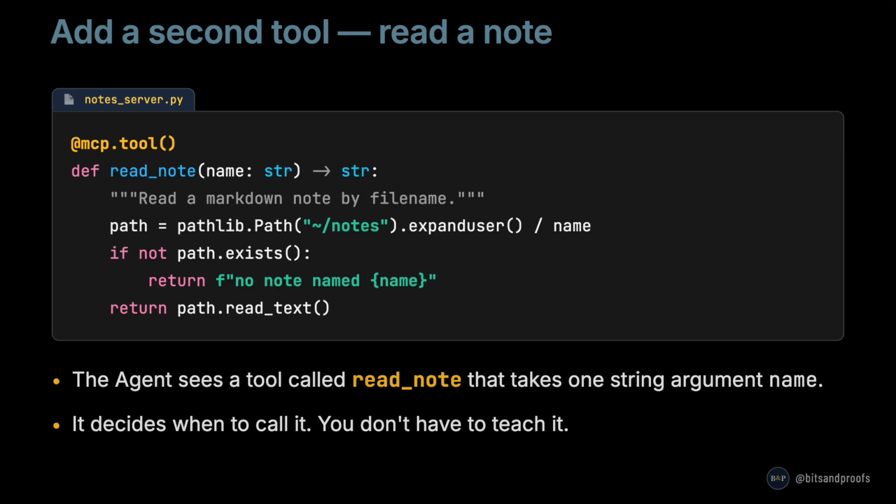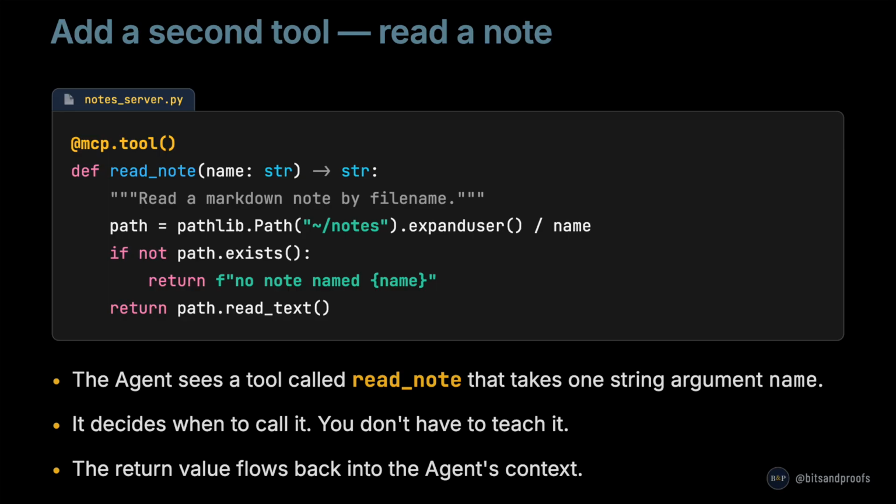The agent decides on its own when to call this tool. If the user says, read me my to-do note, the agent recognizes that name should be todo.md and calls it. And the return value flows right back into the model's context. The text becomes part of the conversation. From the user's perspective, the agent just knows.